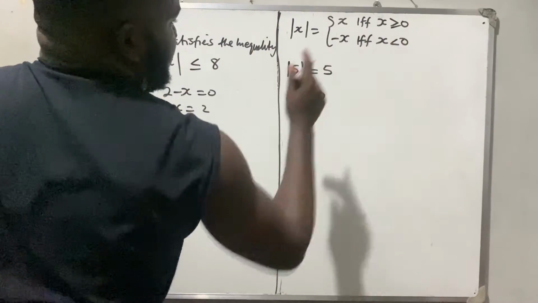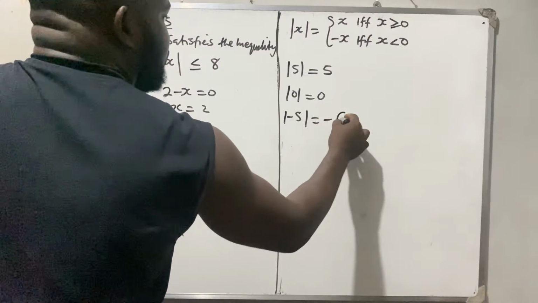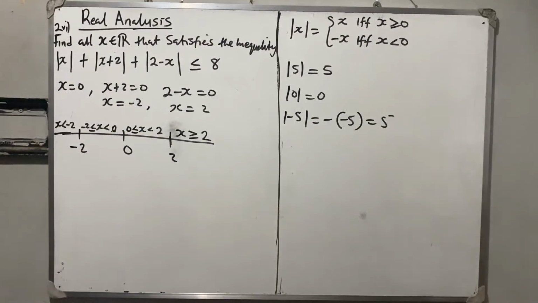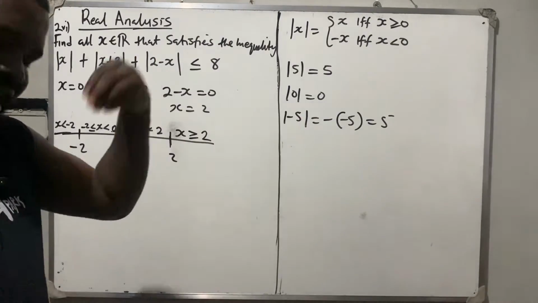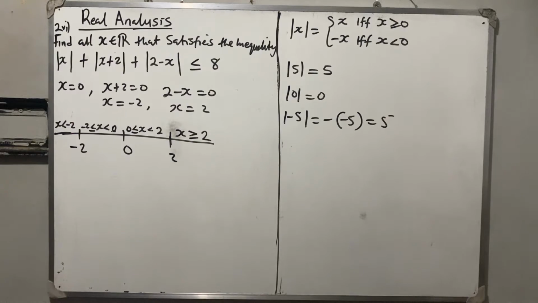But the absolute value of negative 5 should be negative of itself, which will give you just 5. You understand why? Because when it is negative, it will be the negative of itself. That is why we say that absolute value can never be negative. Absolute value must give you a result that is positive. Okay? So now let's go to our cases.